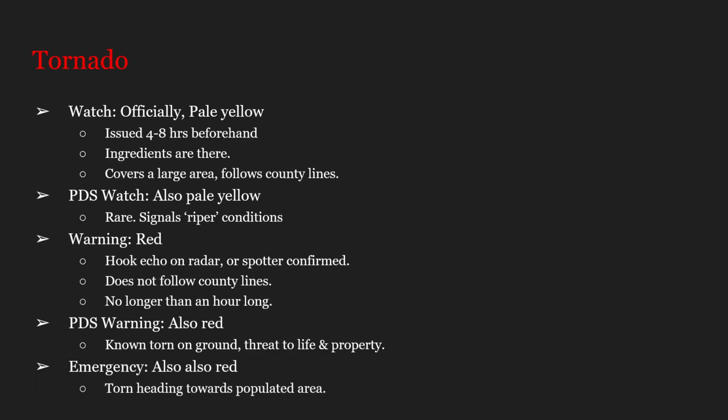Our last alert here is a tornado emergency. The emergency is also red. A side note here is that my local news actually has it so that the PDS tornado watch and the tornado emergency will actually be purple to make them stand out more. That, of course, may be different for wherever you are at. But officially, the tornado emergency is red. The tornado emergency is used only for a known tornado that is heading towards a densely populated area.